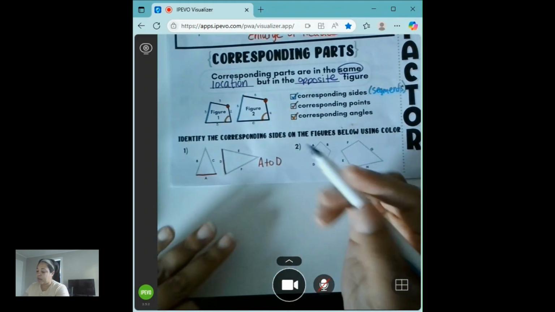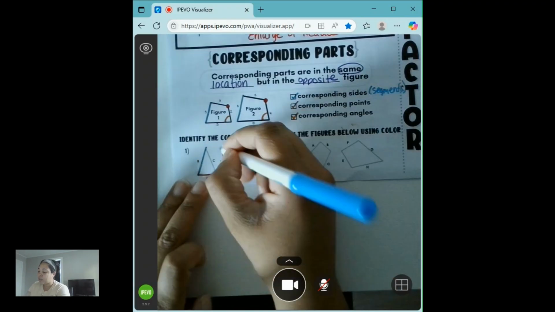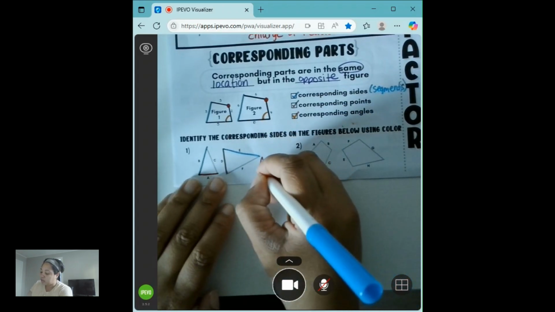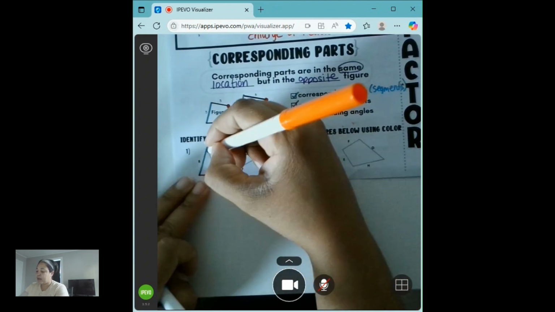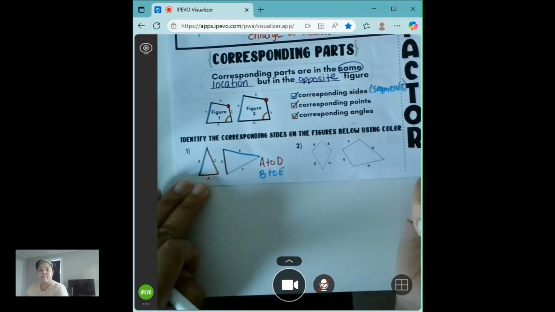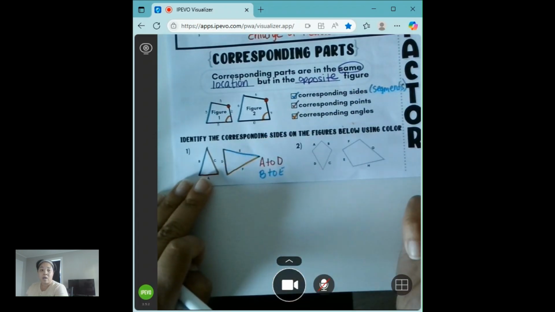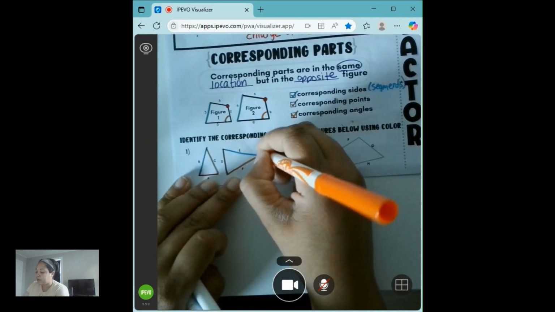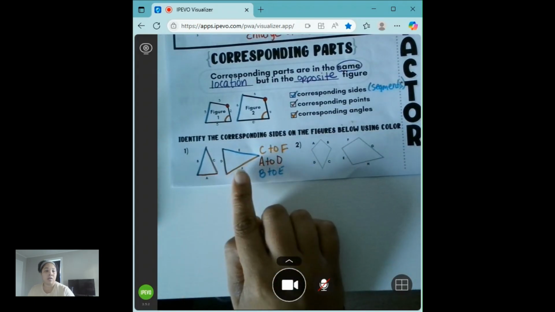Now, we're also going to say that this segment B, since it's on the left side of the triangle, corresponds to E, which is on the left side of the triangle. So we're going to say B to E. And then, lastly, segment C, which is on the right side of the triangle, corresponds to segment F, which is on the right side of the triangle as well. C to F. All we did was label what was on this side of the shape to its matching location on the other side of the shape.